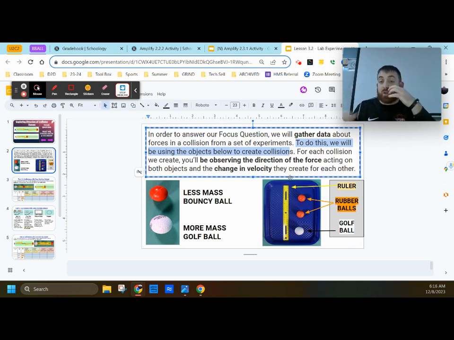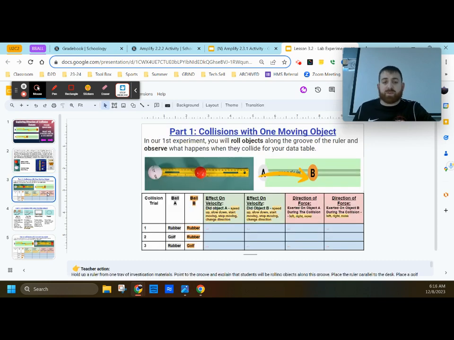So as we create our collisions, we know that the bouncy ball or the rubber ball here is going to be less massive and the golf ball is going to be more massive. And as we make them collide in different ways, we'll be observing the direction of those forces and the changes in their velocity before and after they collide. So how are we going to set up these experiments?